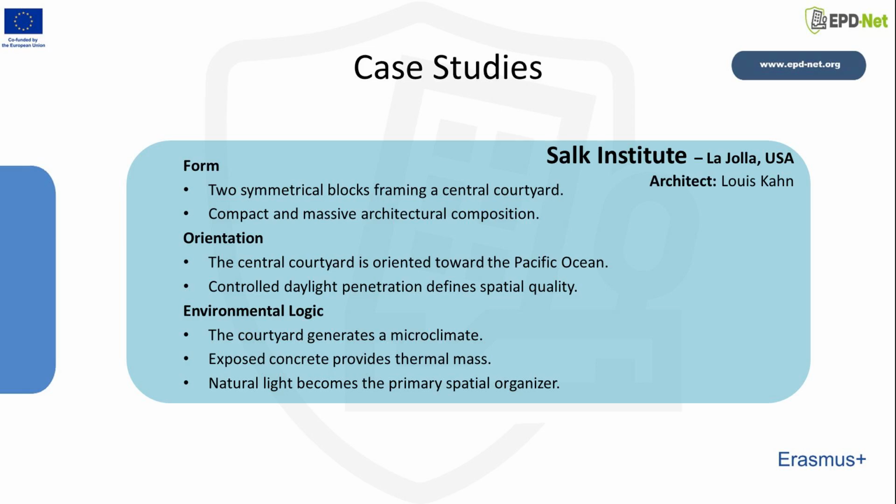To conclude this part, let's look at a powerful example that brings together form, orientation, and environmental logic: the Salk Institute by Louis Kahn in La Jolla, California. The building's form consists of two perfectly symmetrical concrete blocks that frame a central courtyard. The composition is compact and monumental, expressing both functionality and spiritual clarity. The open courtyard at the heart of the complex acts as a void between two solid masses, creating a strong sense of balance and unity. In terms of orientation, Kahn designed the courtyard to face directly toward the Pacific Ocean.